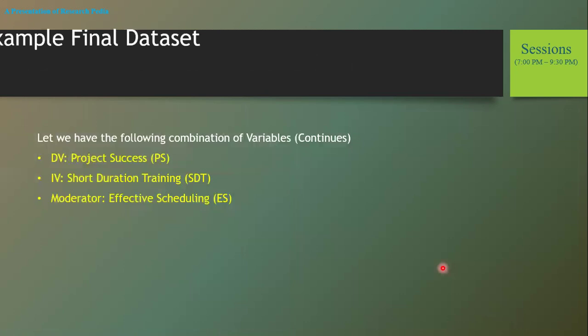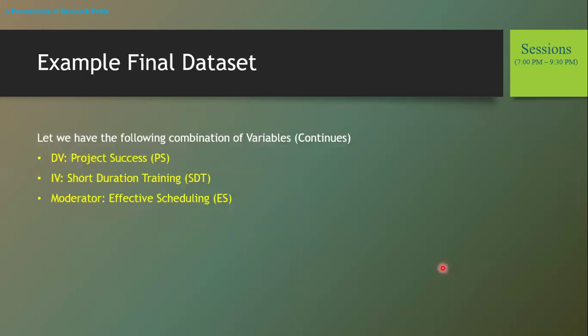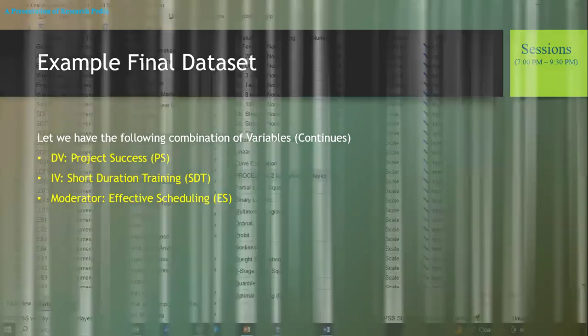So let me start with the example data file that I have shared with you. Let's say we have the following combination of variables: the dependent variable is project success. You may see the dependent variable of project success in the data file. You may have an independent variable that is short duration training. You may have a moderating variable that is effective scheduling. So all these variables are continuous variables.